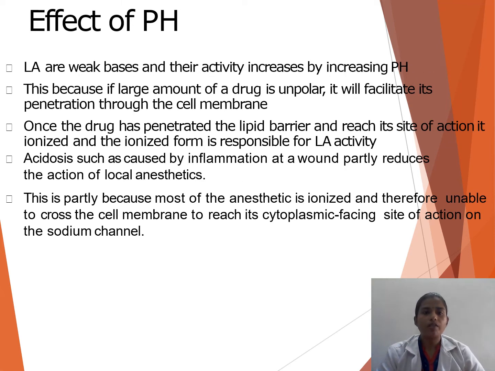As we have seen previously, local anesthetics are weak bases and their activity increases with increasing pH. This is because if a large amount of the drug is unionized, it will facilitate its penetration through the cell membrane. Once the drug has penetrated the lipid barrier and reaches its site of action, it is ionized, and the ionized form is responsible for the local anesthetic activity. Acidosis, such as that caused by inflammation at a wound, partly reduces the action of local anesthetics. This is partly because most of the anesthetic is ionized and therefore unable to cross the cell membrane to reach its cytoplasmic facing site of action on the sodium channel.